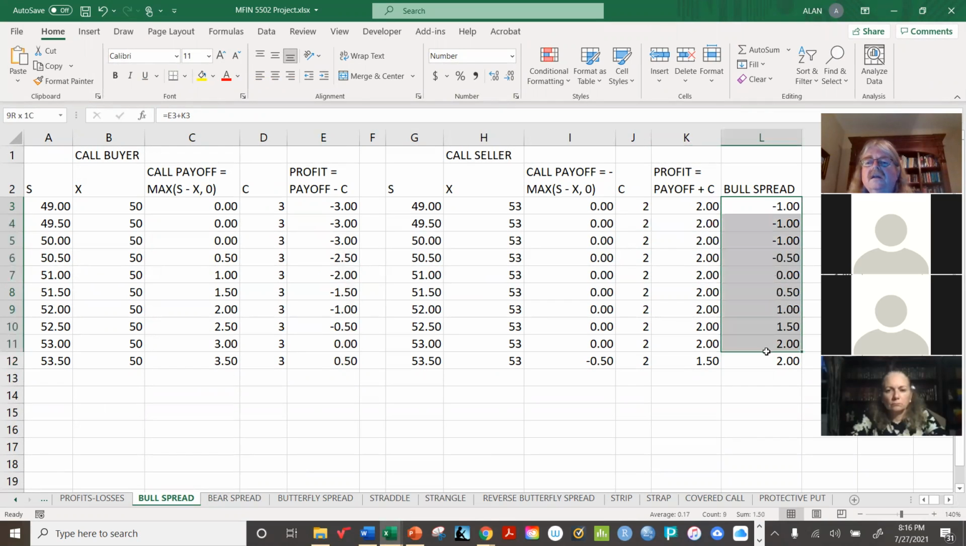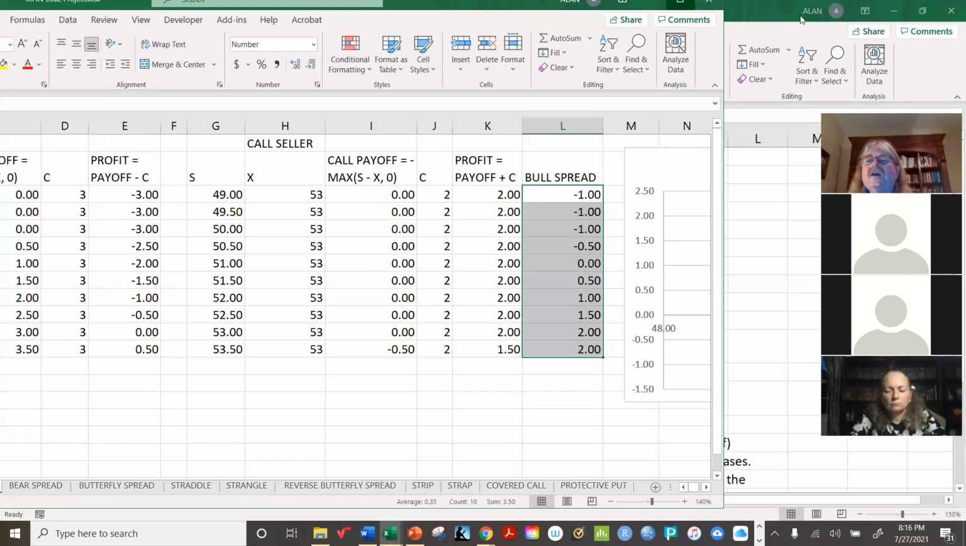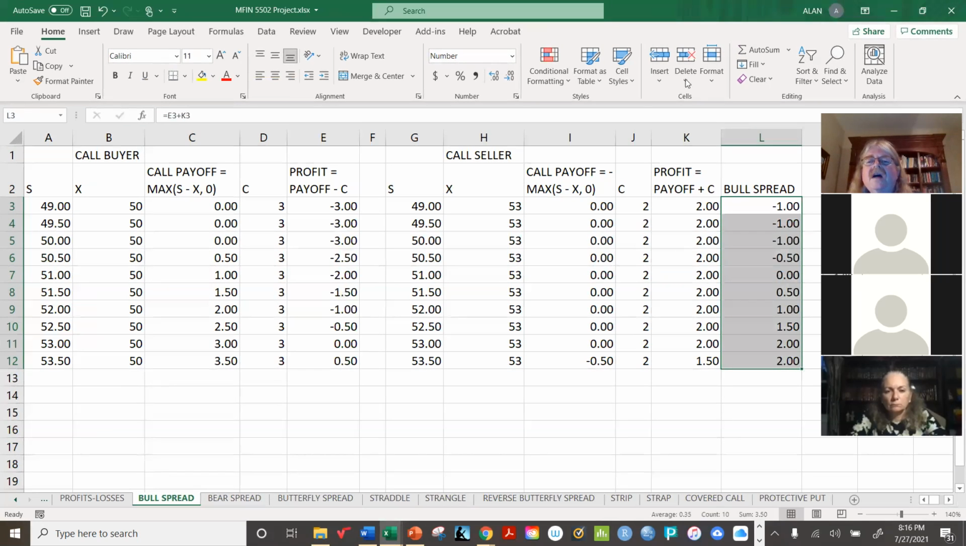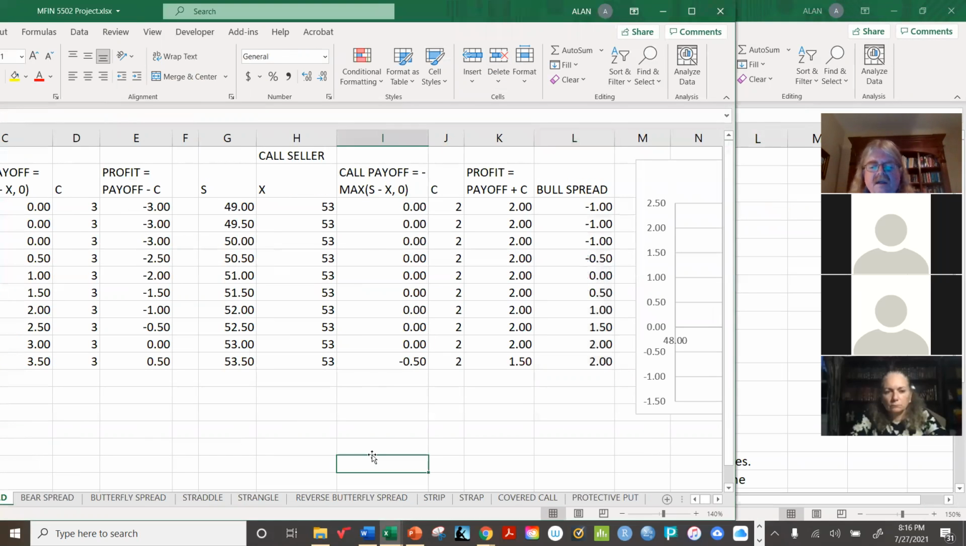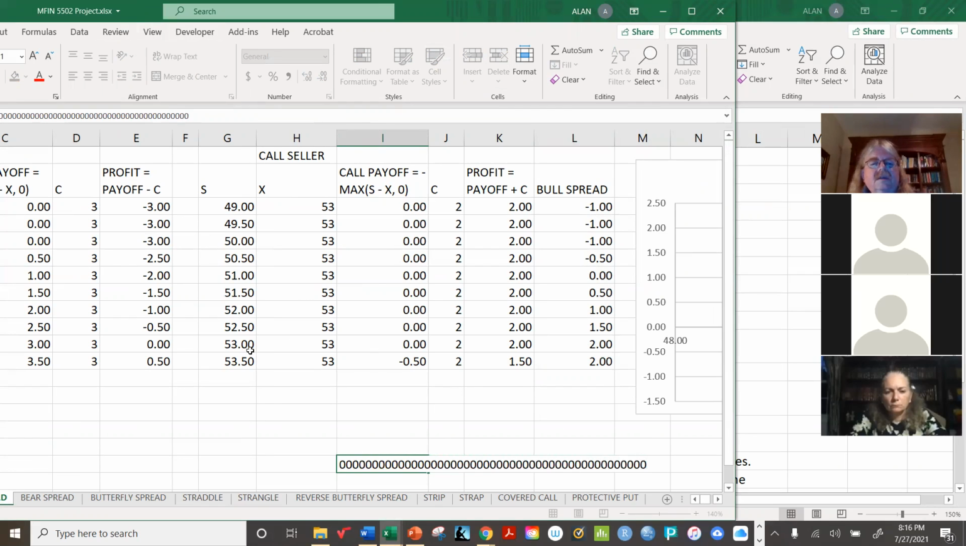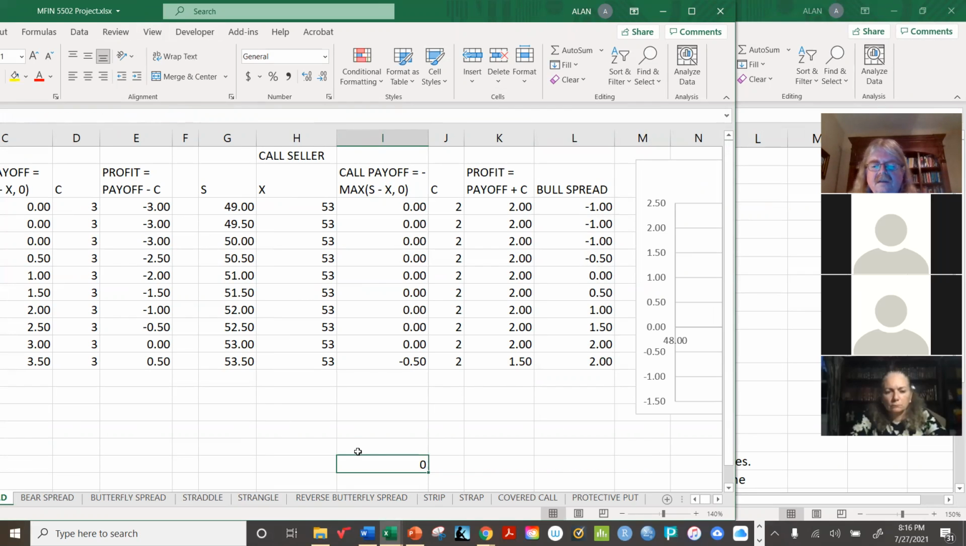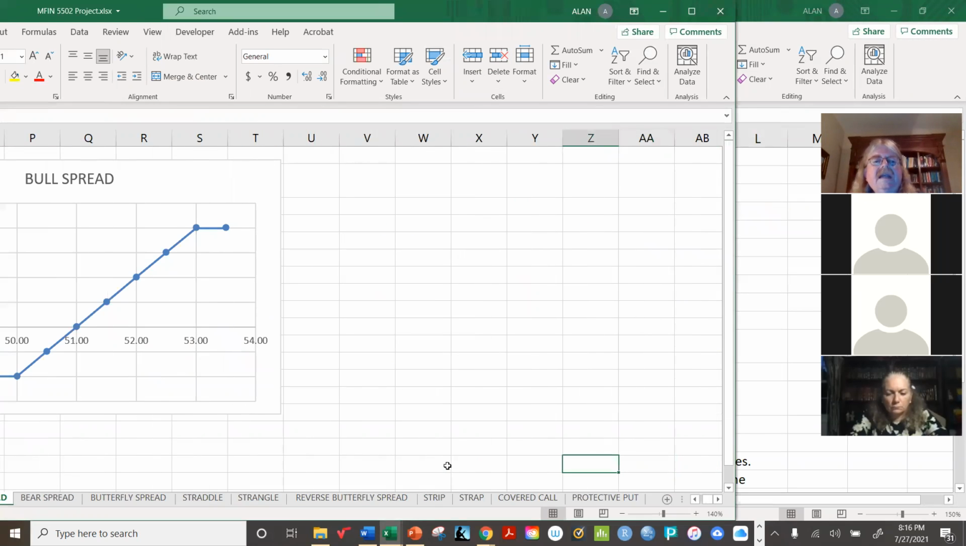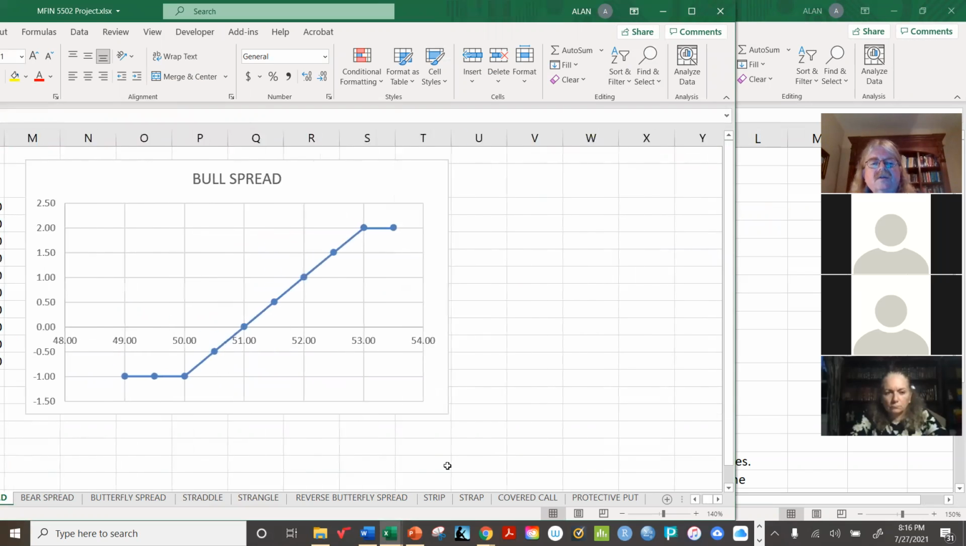Okay, so now I don't know if you all know how to do graphs in Excel. If you do, you can go ahead and graph this. If not, well, the payoffs and the profits would be fine. Okay, so you see what happened here. Hold on one second. Yeah, these are the profits and losses of the bull spread.